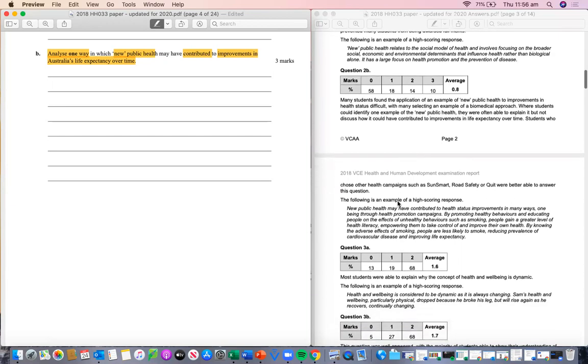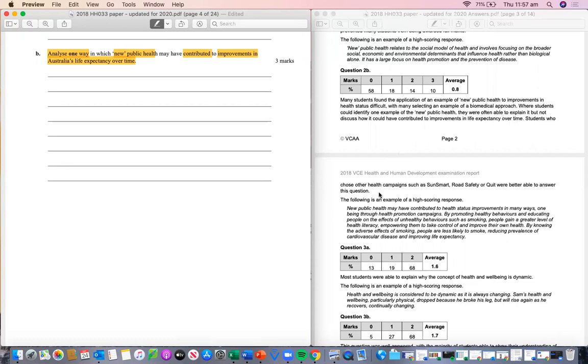So again, VCAA found that many students found the application of the example of new public health to improvements in health status difficult. Many selected an example of a biomedical approach. So again, make sure you're focusing on new public health or the social model of health. Where students could identify one example, they were often able to explain it, but not discuss how it could have contributed to improvements in life expectancy over time.